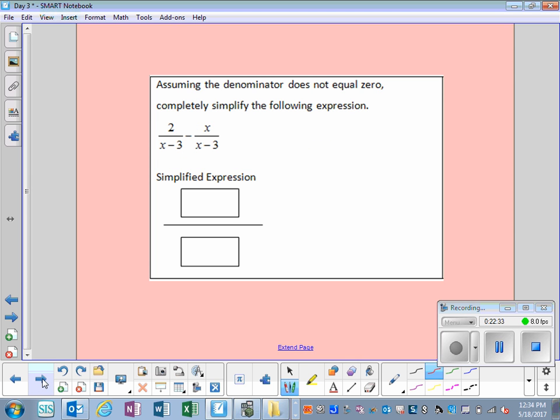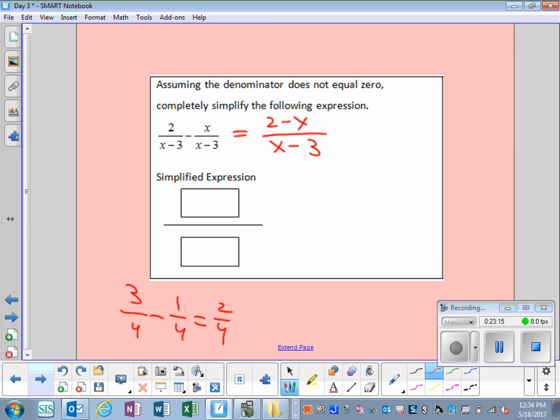So let's see. Assuming the denominator is not 0, completely simplify the following expression. I have a fraction minus a fraction. Denominators are exactly the same, so what do we do? Keep the denominator and then just subtract numerators. Agree? This is like 3/4 of a pizza minus 1/4 of the pizza. 2/4 left, right? Don't do anything weird with the denominators. Don't put 4 times 4. Don't put x minus 3 times x minus 3. It's just 3/4 of a pizza minus 1/4 of a pizza. So keep the denominator the same.